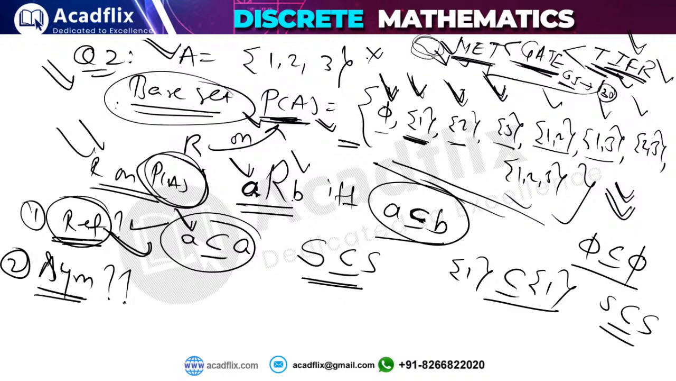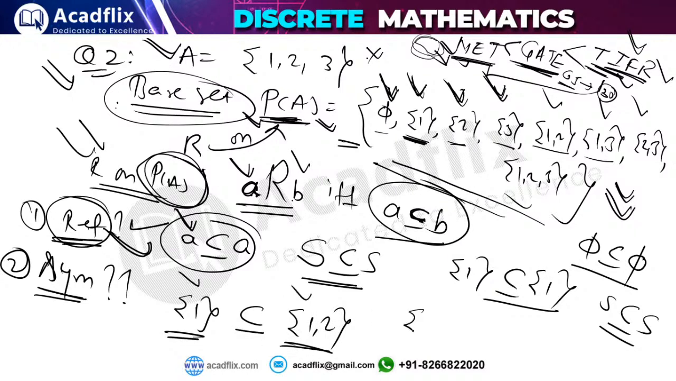Anyway, let's see whether it is symmetric or not. It is not symmetric. Why? See, this is a subset of this. Symmetric says that if this is a subset of this, then this also should be a subset of this. But this is not happening. Are you getting my point? You see, it is not symmetric.